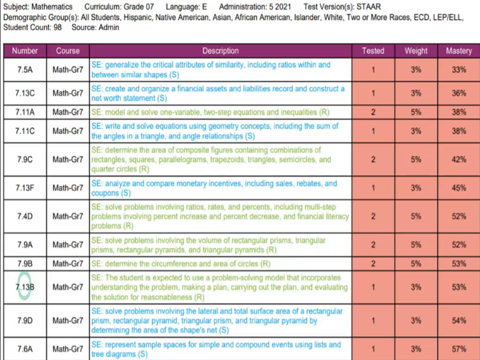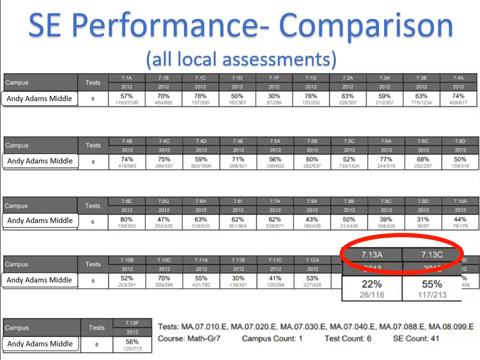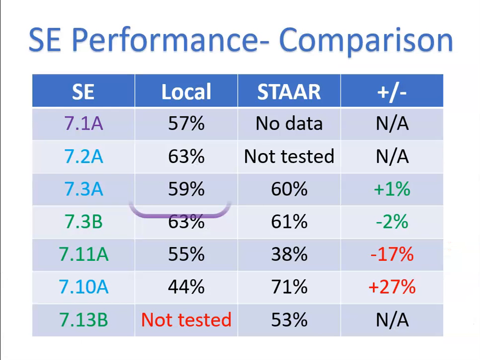Our last example, SE 7.13b. We notice on the STAAR test, this is a readiness SE, and students answered this one question 53% correctly. Let's see how they did locally. We didn't assess 7.13b during the school year, and this is a readiness SE? Please make sure you are assessing every readiness SE at some point during the school year.